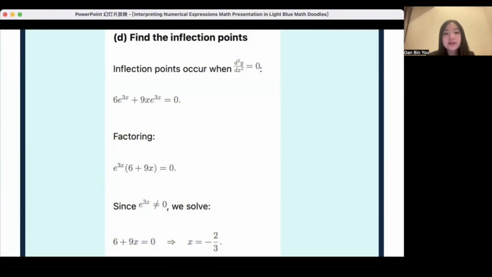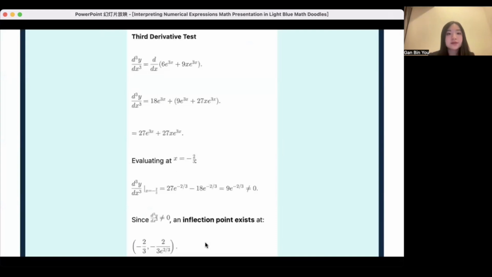So we know that inflection points occur when the second derivative of y with respect to x is equal to 0. So we can get x equal to minus 2 over 3. We should also use the third derivative test. Since when x is equal to minus 2 over 3 the third derivative is not equal to 0, an inflection point exists at this coordinate.